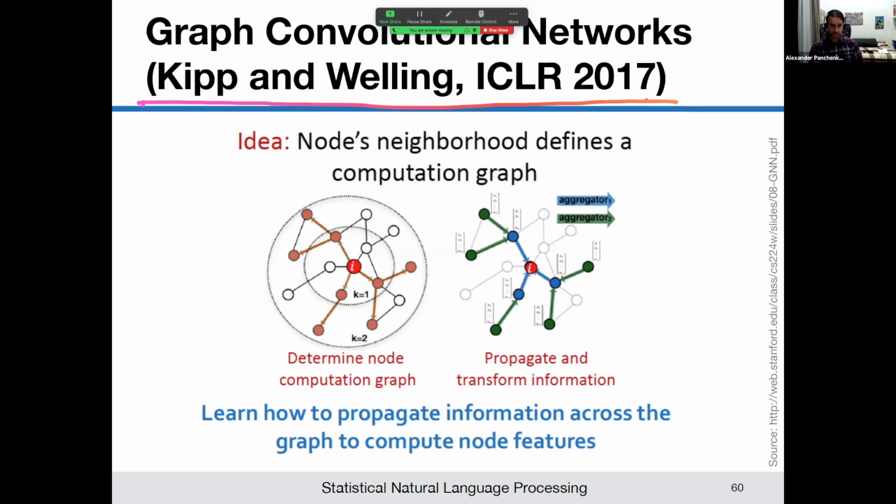And the key innovation here was to actually use the structure of the graph as a computational graph. You build an ego network of a node, and then the computational graph is defined on the basis of this ego network. The features coming from other nodes help you propagate and transform information.